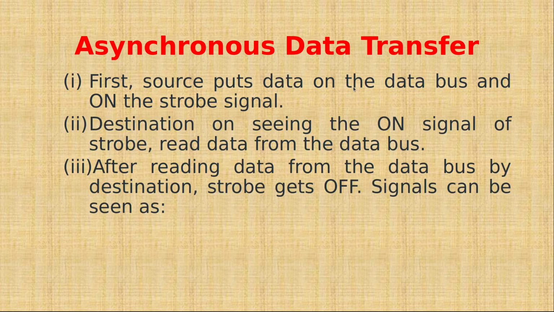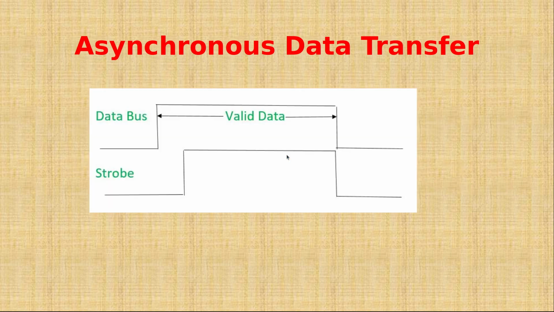Here these are the steps. First, the source puts data on the data bus and turns on the strobe signal. Here the strobe acts as a signal. The destination, seeing the strobe signal on, reads the data from the data bus. After the destination reads the data from the data bus, the strobe goes off. So here the data is put into the data bus, then the strobe signal is on. After the destination reads the data, the strobe signal is off. This is the first type, source initiated data transfer.